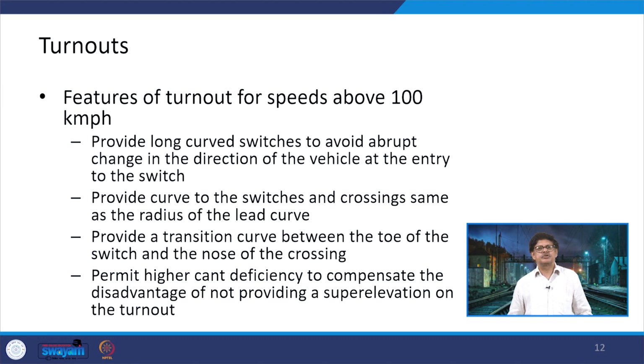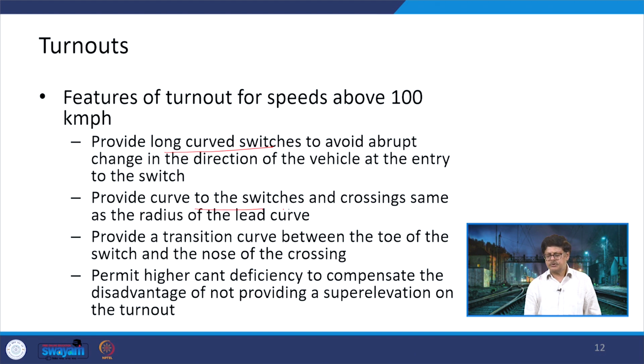Now, what are the features of the turnouts for speeds above 100 kilometers per hour? Let us talk about that. Provide long curved switches to avoid abrupt change in the direction of the vehicle at the entry of the switch. We already talked about what type of curved switches can be there and how we can calculate the lead and the radius in that.